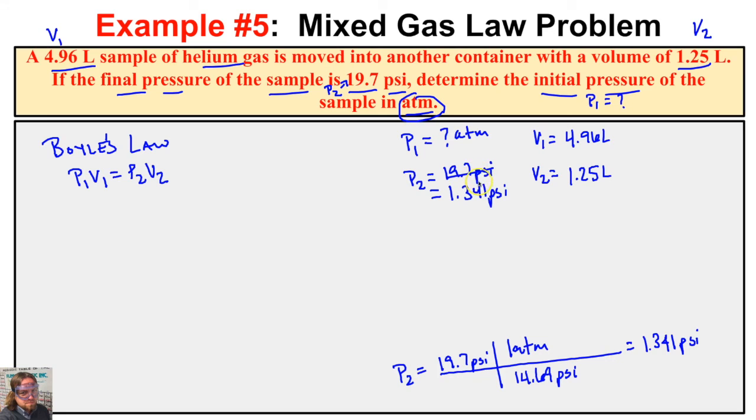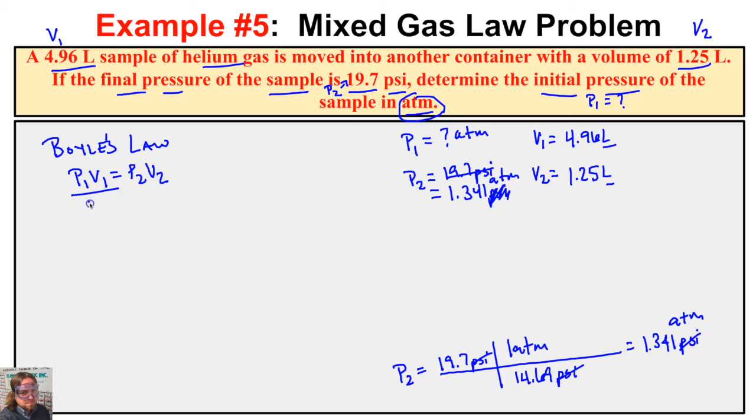PSI is going to cancel, leaving us with atmospheres. I apologize, I misspoke earlier. So 1.341 atmospheres is our P2. So now the pressure units are the same, right? We have atmospheres here, and take a look. We have liters here and liters here. And so now what we're asked to figure out is what P1 is going to be.